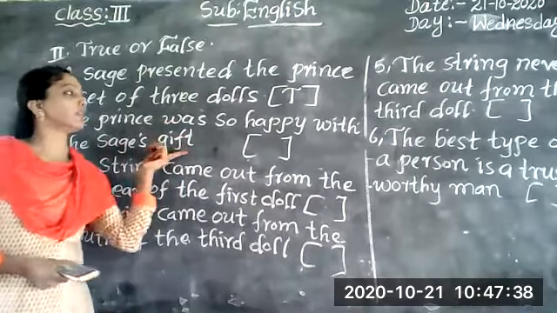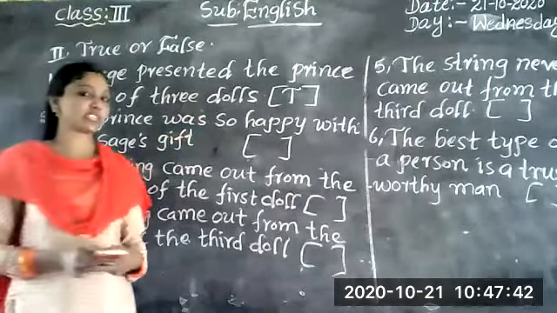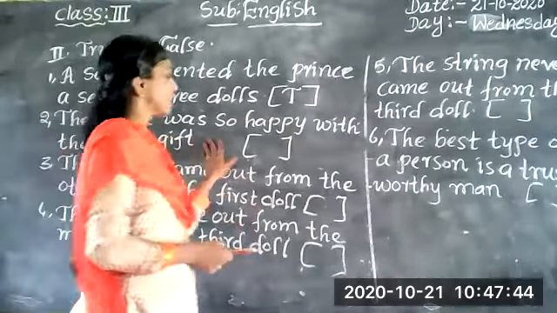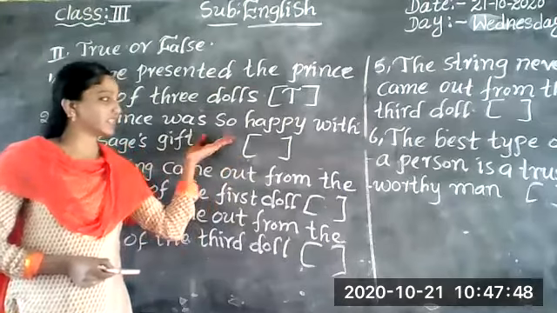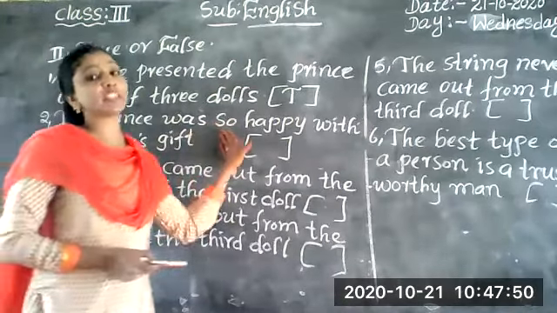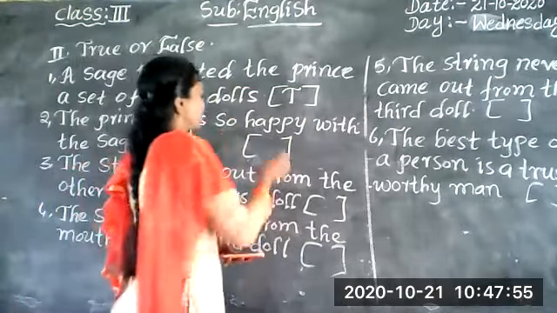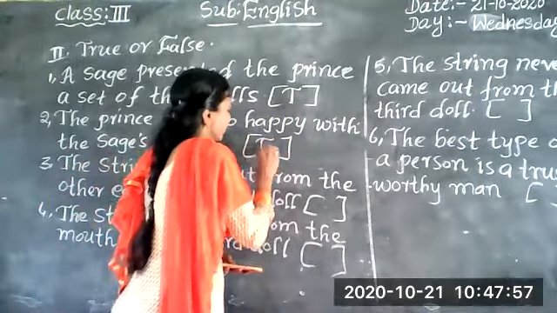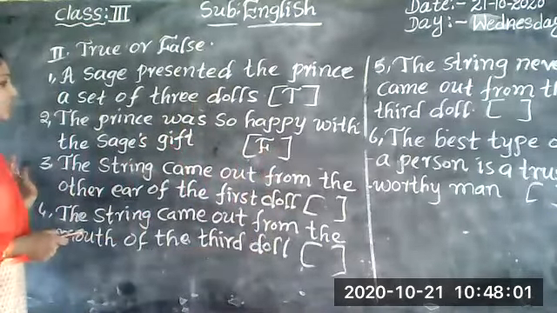So now tell me whether it is true or false. The given statement is false. Why? Because the prince was not happy with the sage's gift, but the sentence says that the prince was so happy with the sage's gift. So it is a false statement.